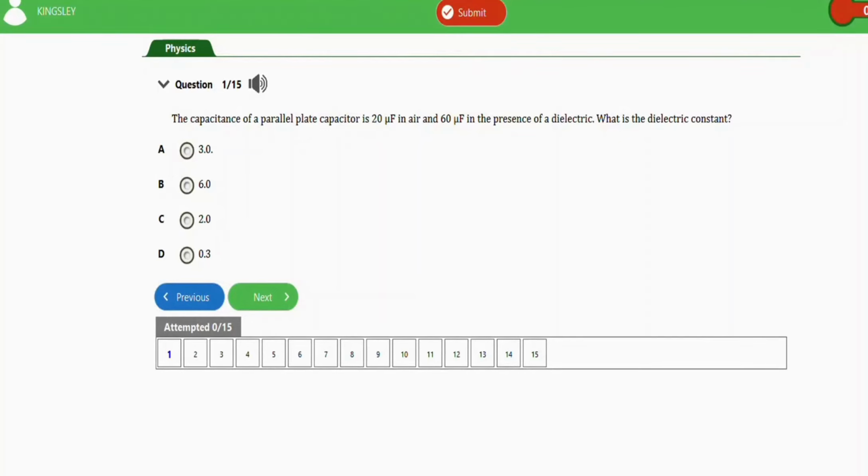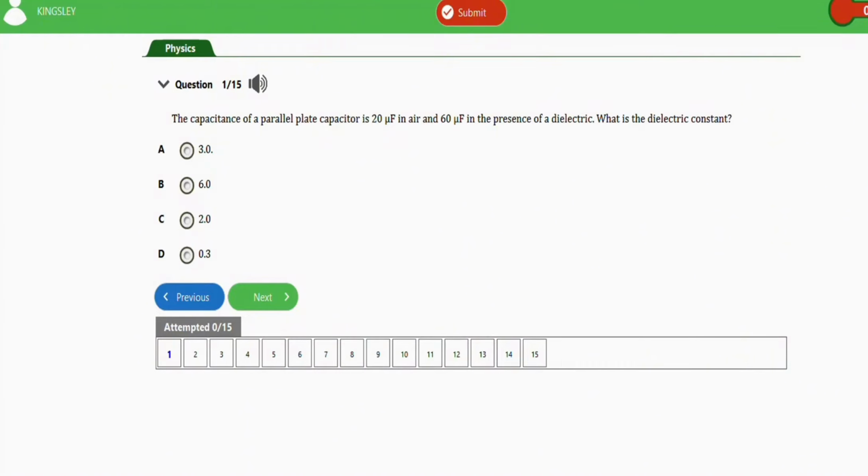In this video, we are going to learn how to solve problems involving capacitance of a capacitor in your JAMB Physics. So we are going to experiment with 11 repeated questions for this topic. Let's get started. The first question I have says, the capacitance of a parallel plate capacitor is 20 microfarad in air and 60 microfarad in the presence of a dielectric. What is the dielectric constant?